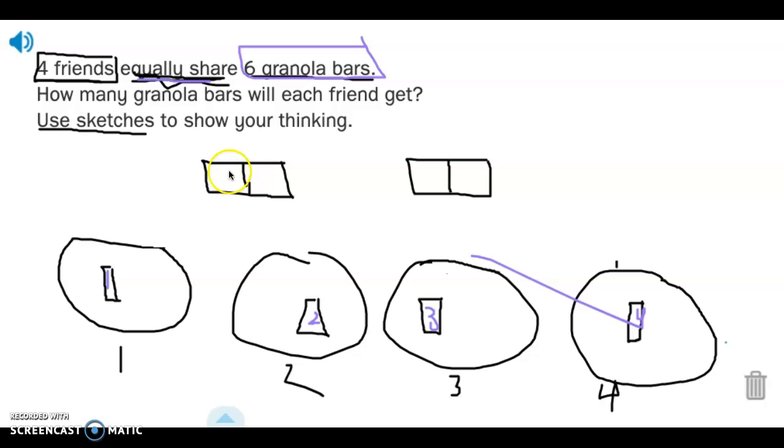I have 4 halves, right? This is a half piece. This is a half piece. This is a half piece. And this is a half piece. So I say friend number 1 gets a half. Friend number 2 gets the second half. Friend number 3 gets the third half. And friend number 4 gets the fourth half.